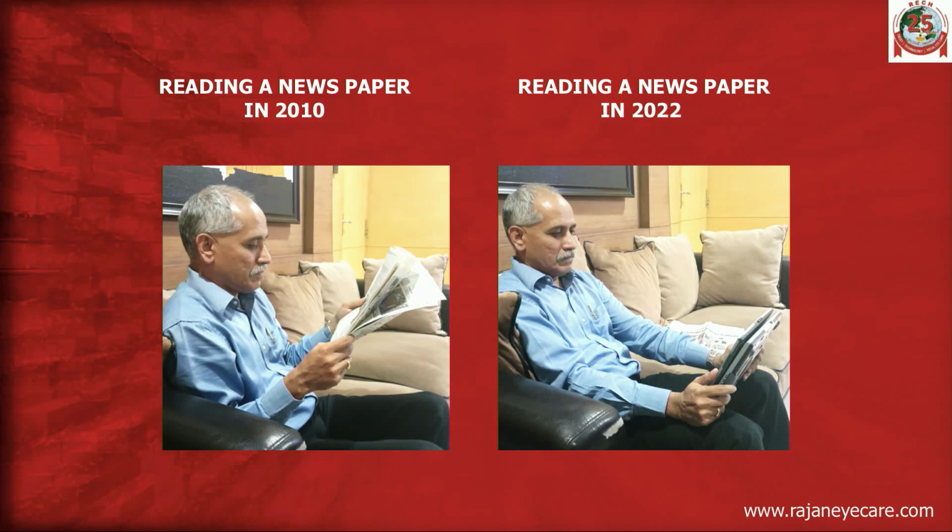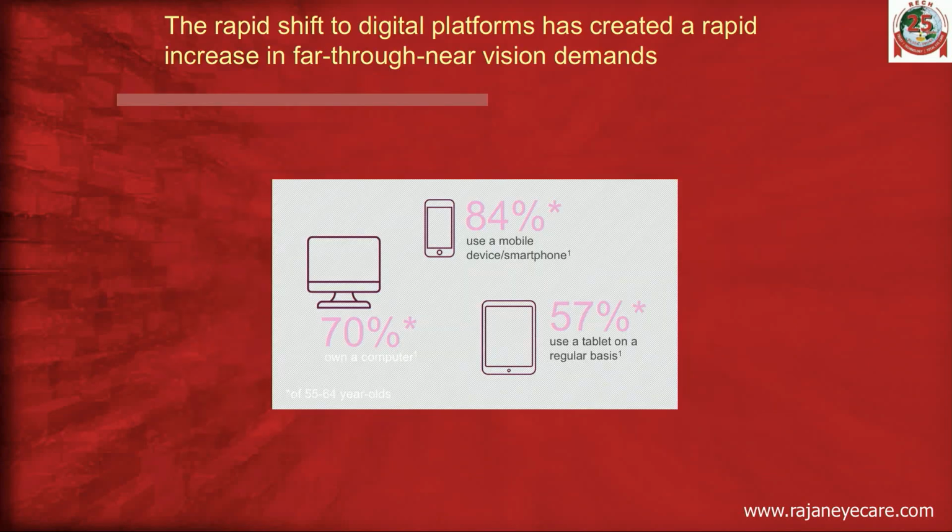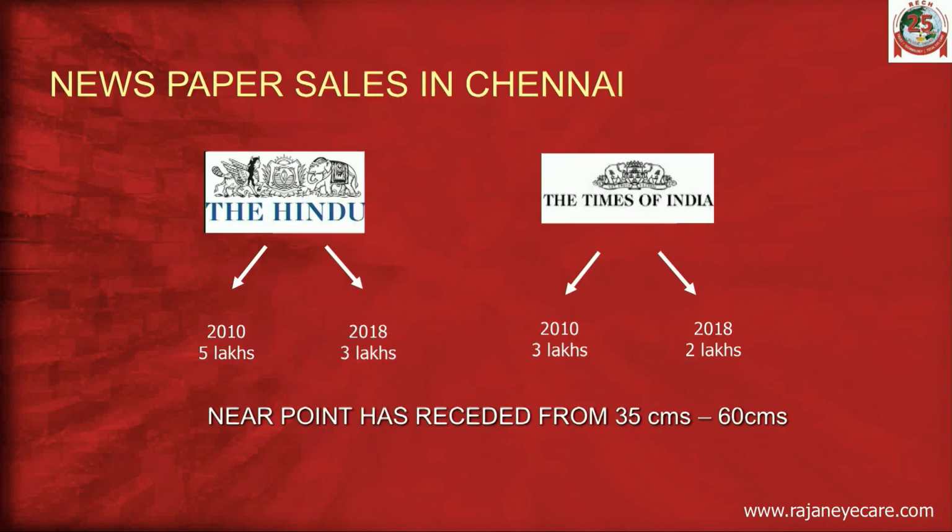You can see reading a newspaper in 2010, how this guy is reading a newspaper. How much is it? It is about 35 centimeters. How many people now buy a newspaper? They're all reading with an iPad or a tablet. So you can see reading a newspaper in 2022, it totally changed, especially post-COVID. They're not buying newspapers, and you can see 60 centimeters is what is important. So again, you can see the number of people using mobile phones, the number of people using tablets and computers as well.